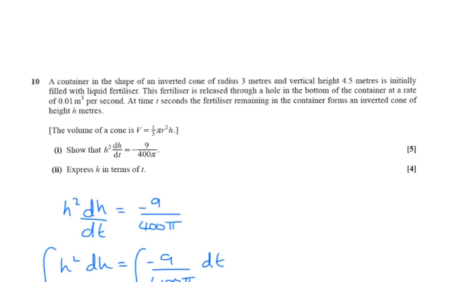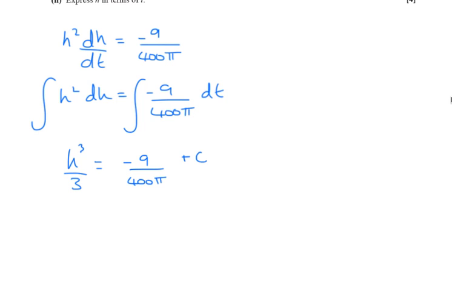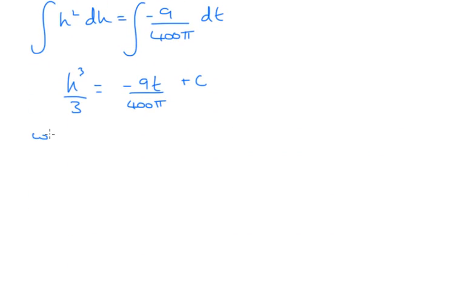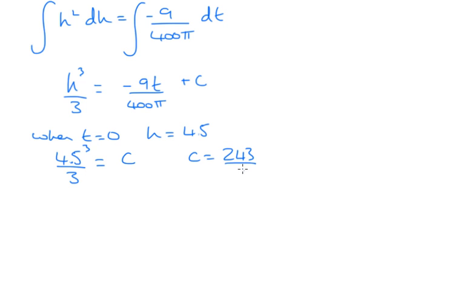We know that initially, I forgot to put my t in. Initially the height is 4.5. So when t equals 0, h equals 4.5. So if we put that in, 4.5 cubed over 3 equals c. So that's 243 over 8. So c is 243 over 8.